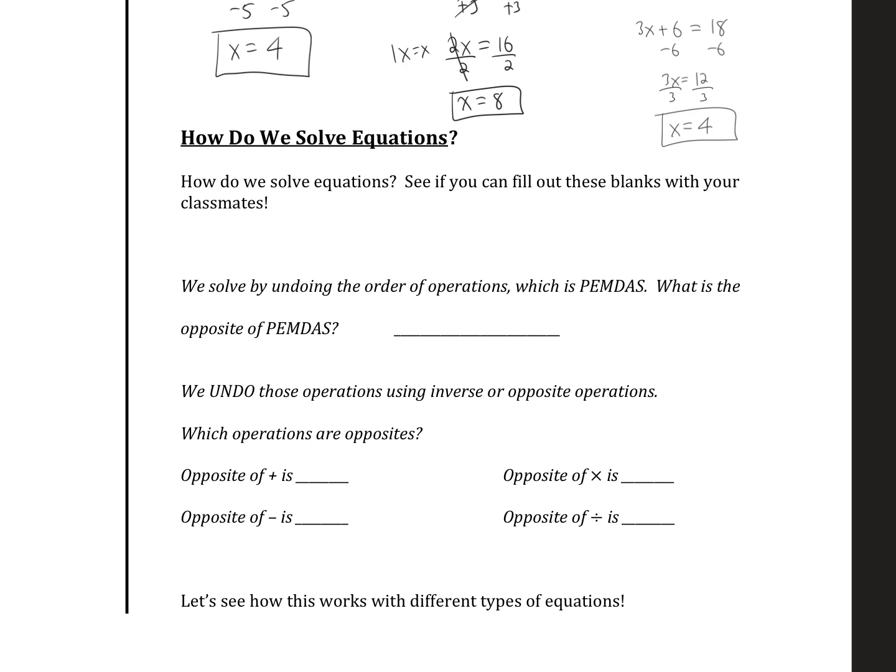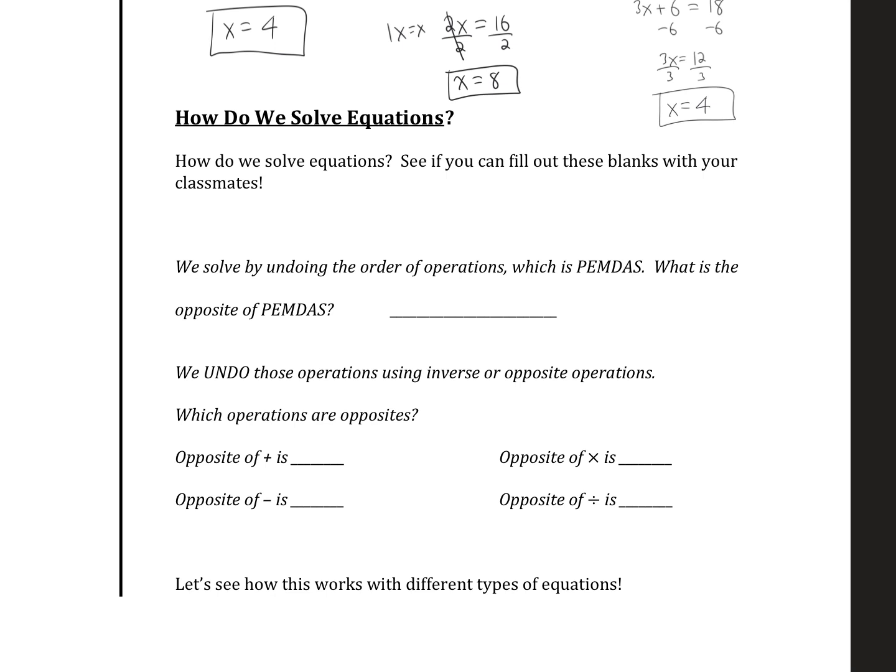All right, so we solve by undoing the order of operations, which is PEMDAS. So what is the opposite of PEMDAS? We're going to flip it around and reverse it. So PEMDAS is going to become what? SADMAP, okay? So what we're basically saying is we do addition and subtraction first, and then we move to multiplication and division, okay? As a general rule, and then we keep going from there, right?